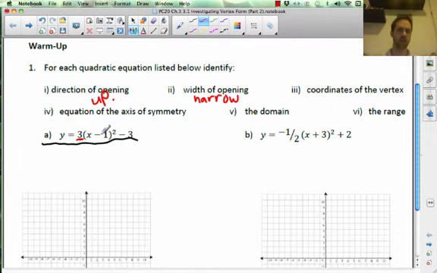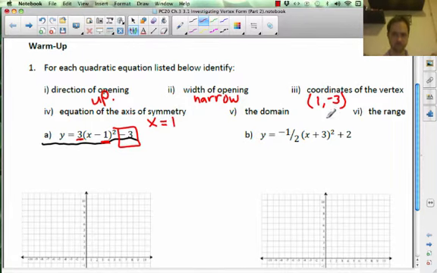Coordinates of the vertex, those are given by p and q. p is always whatever comes after the minus sign, and we'll see how to deal with it when it's not a minus sign in the next one. And q is all of what's after the squared. So here, coordinates of the vertex are just positive 1 and minus 3. Equation of the axis of symmetry, that is always the x value of the vertex, and it's an equation, so it gets an x equals, and the x value of the vertex was 1.